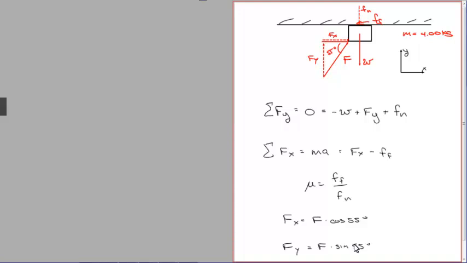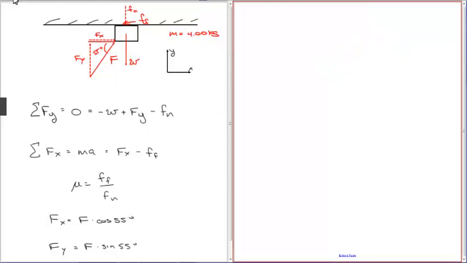So let's just check this again. No movement in the y direction. The weight is in the negative y. F sub y and F sub n, oh, actually F sub n is in the negative direction, so that should be negative. F sub y is pushing up. Okay, so then in the x direction, we have mass times acceleration, F sub x, which is in the positive x direction, and the friction force, which is in the negative x direction. So that looks pretty good.